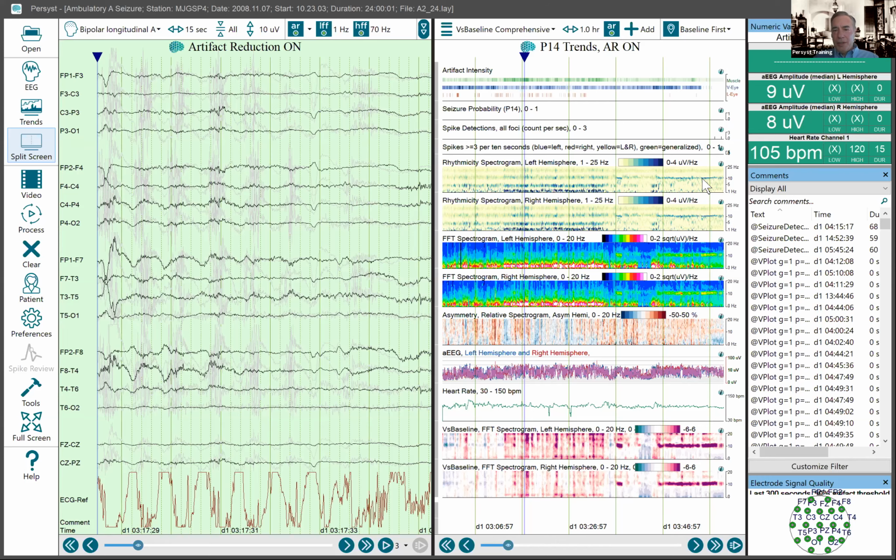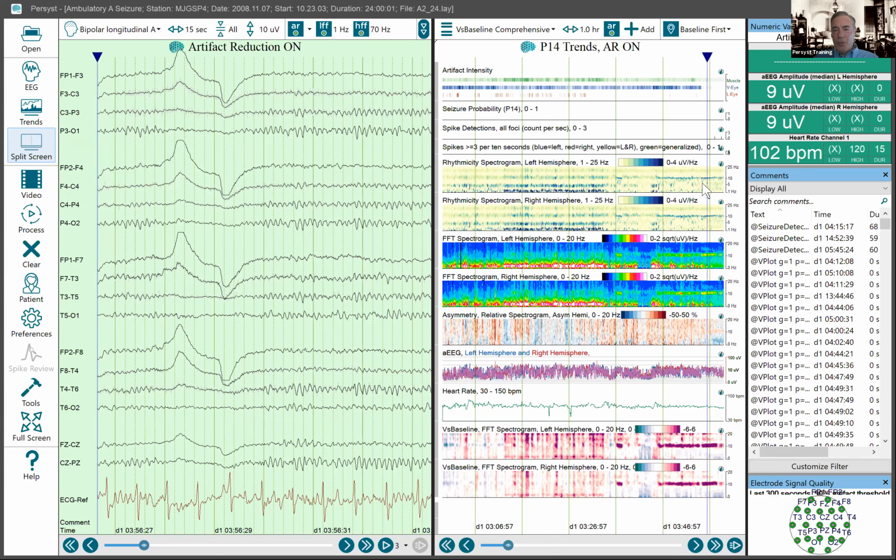Again, we have a part where there's some alpha again over at the right. And then this trend is that thin line showing up in the rhythmicity spectrogram. And by the way, we're also seeing it in the versus baseline, because when we set that baseline, it was at the beginning of the recording, eyes open, and that alpha showing up as a red line here indicates that there is more of that compared to that original patient state.